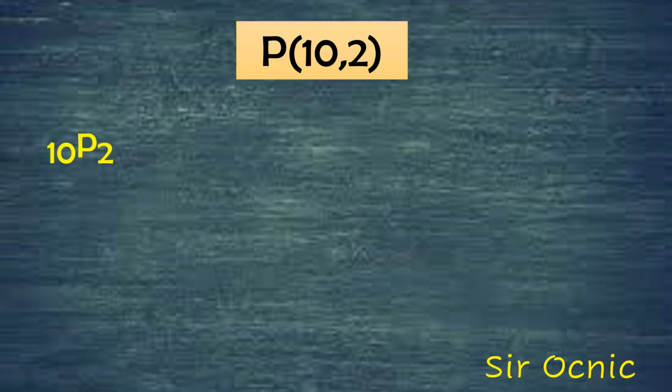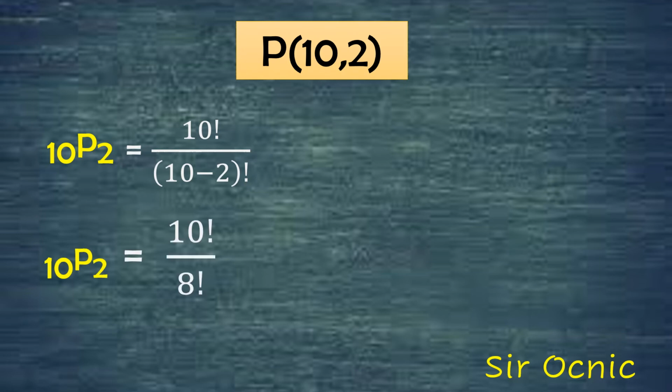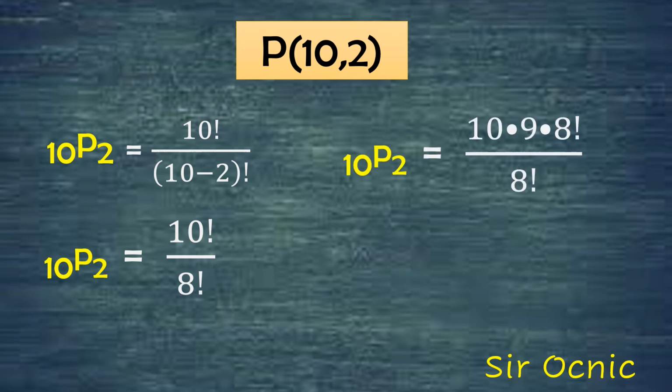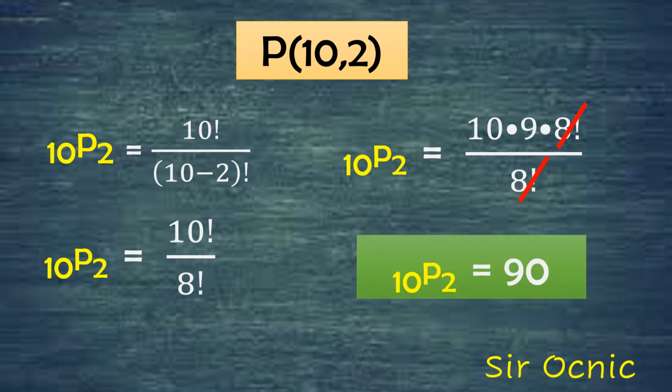P of 10, comma 2. That is permutation of 10 taken 2 at a time, which is equal to 10 factorial all over 10 minus 2 factorial. Or simply, 10 factorial over 8 factorial. Expanding the numerator, we will arrive at 10 times 9 times 8 factorial all over 8 factorial. Cancelling the common factor between the numerator and the denominator, which is 8 factorial, we will have 10 times 9, which is equal to 90.